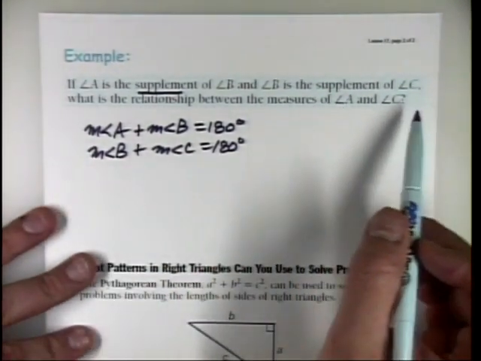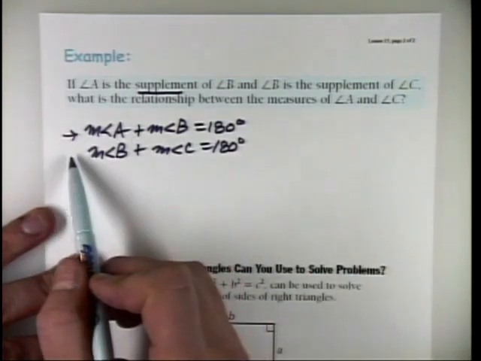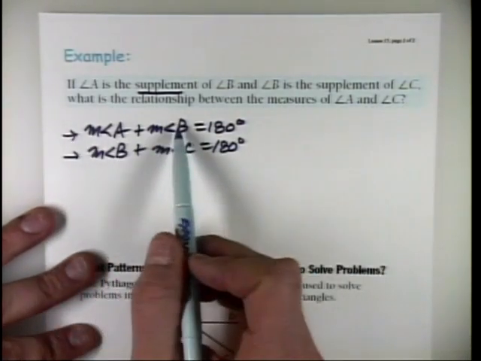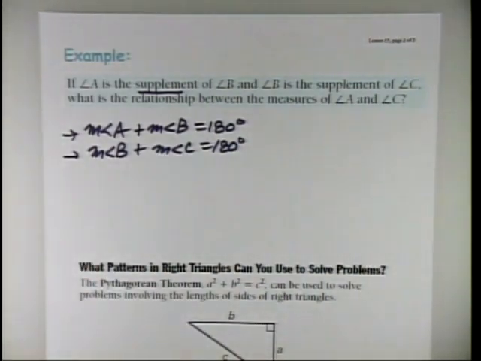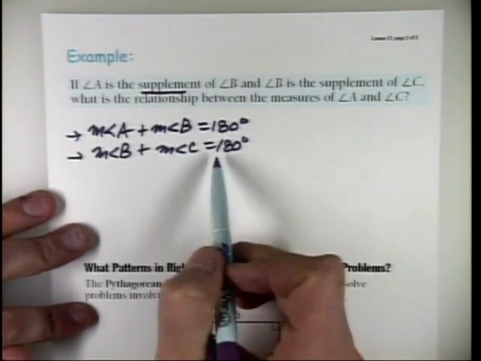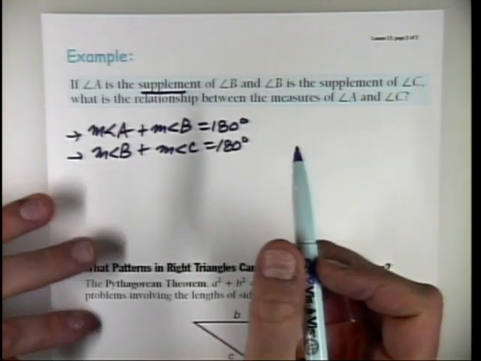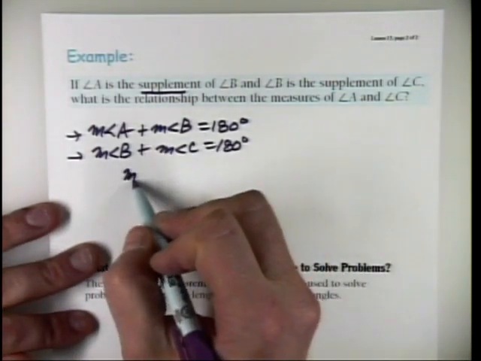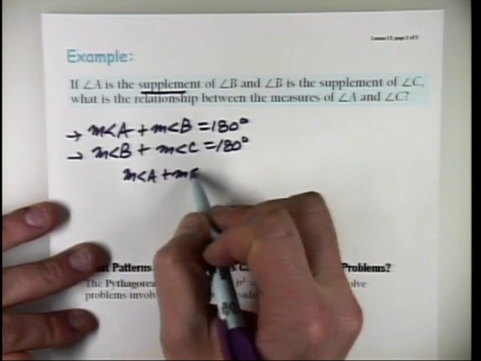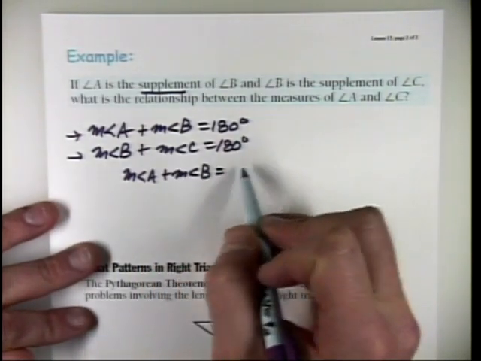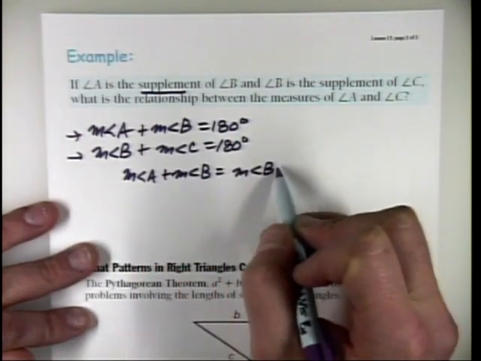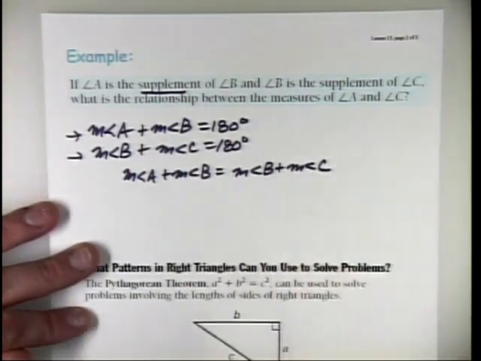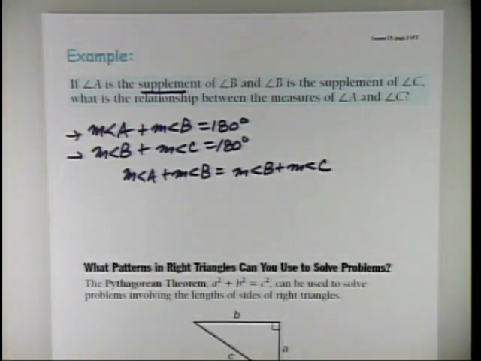Now I'm trying to relate A to C. Well, I have one equation with A and one equation with C, and basically angle B, or 180 degrees, is the middleman. So here's what I can do. Since they're both equal to 180, both equations, then I can set them equal to each other. So I'll say the measure of angle A plus the measure of angle B has to equal the measure of angle B plus the measure of angle C. So we're creating just a little bit of algebraic equation here.